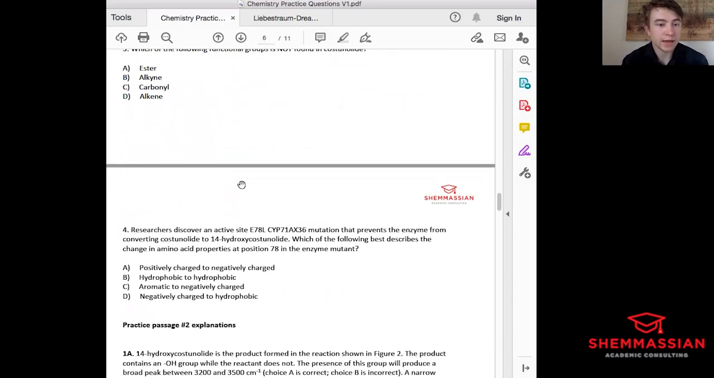Finally, researchers discover an active site in E78L CYP mutation that prevents the enzyme from converting costunolide to 14-hydroxycostunolide. Which of the following best describes the change in amino acid properties at position 78 in the enzyme mutant? So this is the position right here. This sort of notation is super high yield, super important, where they give a letter pertaining to an amino acid, and then its position number, and then another letter. This is the wild type letter, and this is the mutant letter. So it's changed from E to L, or glutamate to leucine.